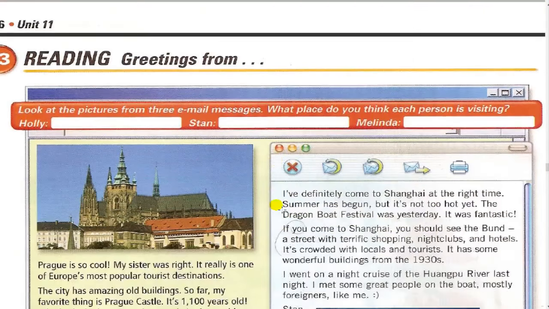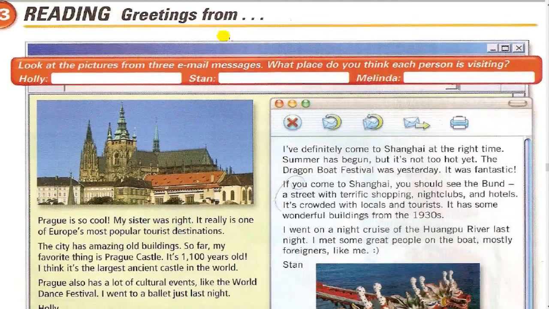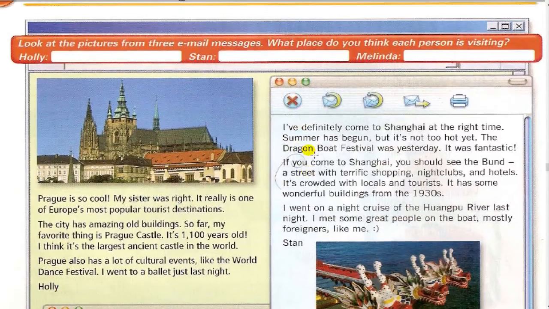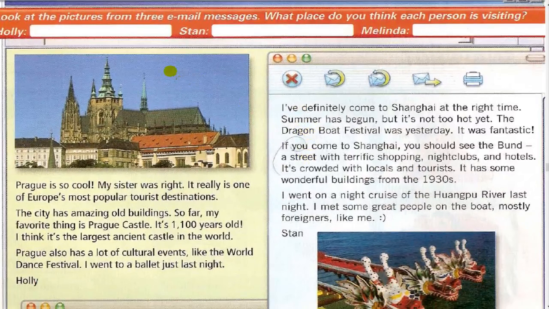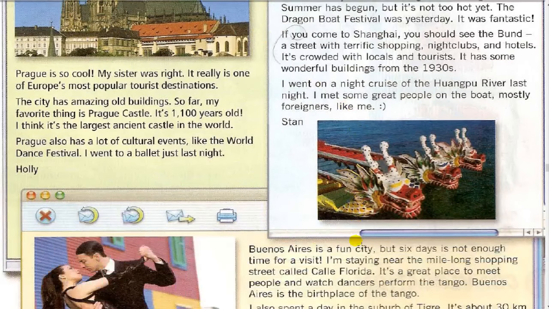Exercise number 13. Reading. Greetings from. Exercise 14. Reading. Greetings from. Look at the pictures from three email messages. What place do you think each person is visiting? First picture, second picture, and this is the third picture. Three emails.